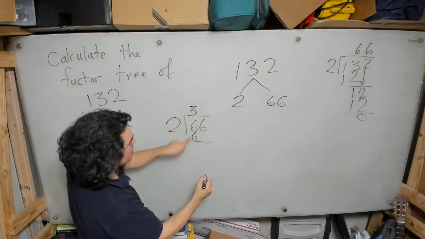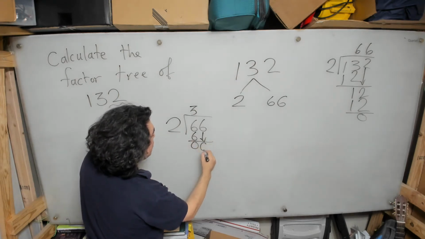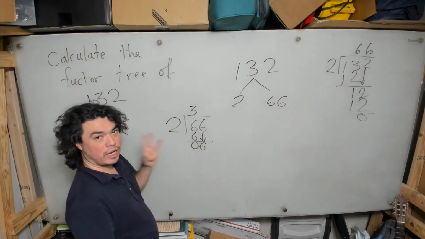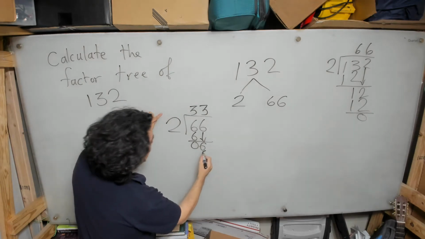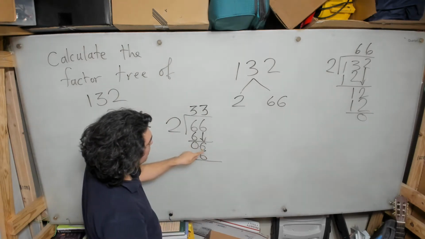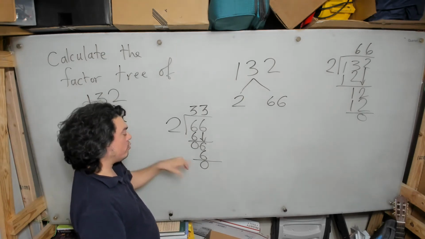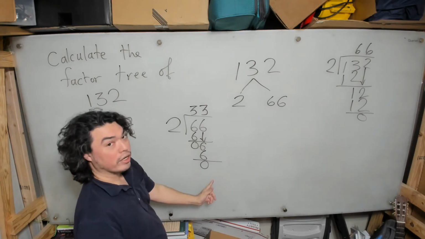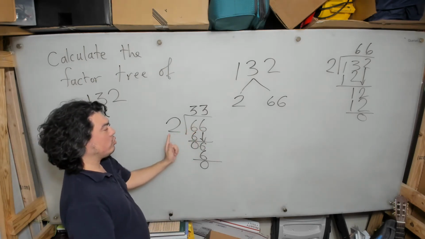I subtract. What is 6 minus 6? That's 0. I then bring down my 6 here and ask myself, how many times does 2 go into this 6? Again, 3 times. So I put that here. 3 times 2 is 6. And then I ask myself, what is 6 minus 6? That's 0. And there's no digit here to bring down anymore, so it stops. So I can see that 66 is equal to 2 times 33.